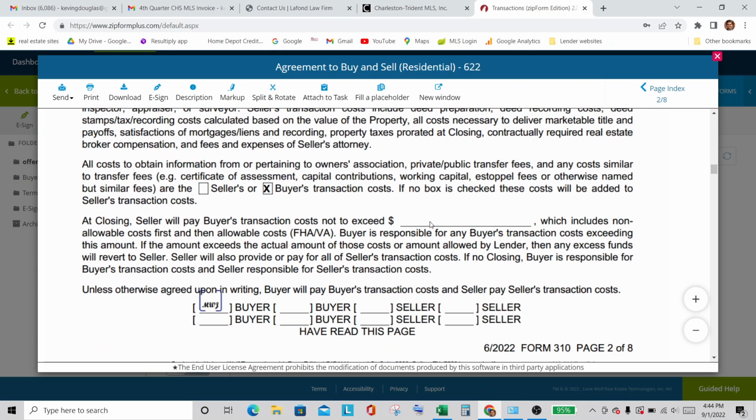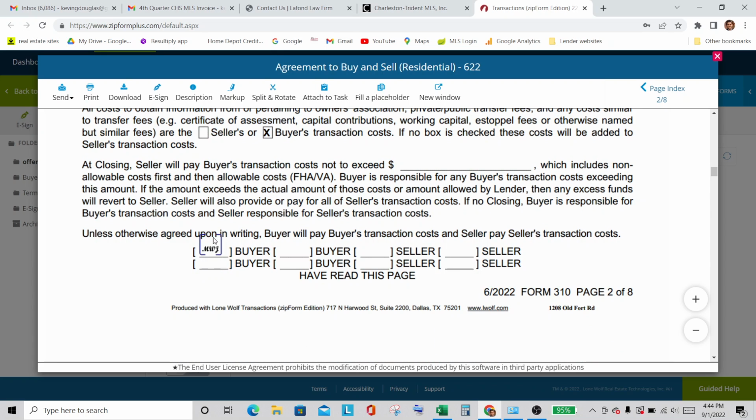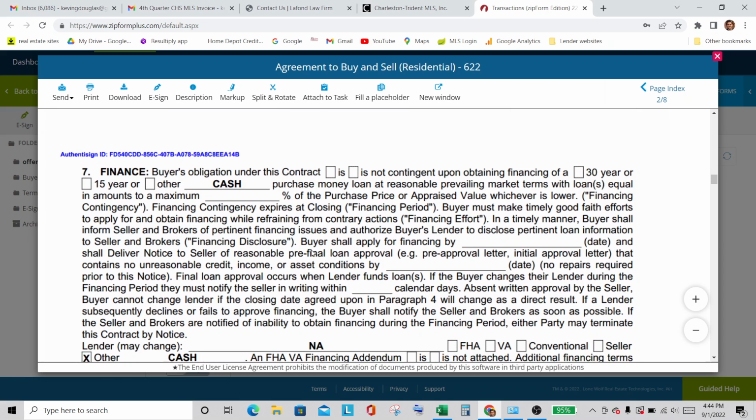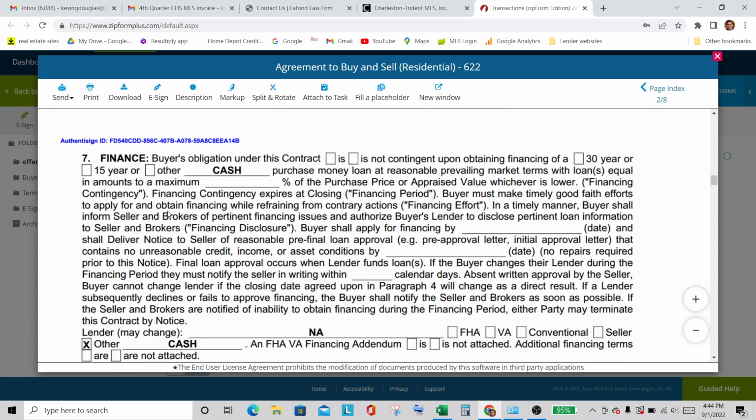This is closing costs that the buyer is requesting that the seller pay on their behalf. So if you leave it blank, this means the buyer is paying their closing cost. If you put $5,000 in here, that means the seller is paying the buyer's closing cost of $5,000 or up to $5,000. You're always going to initial at the bottom of each page. Section 7 talks about financing. Is it contingent? Is this contract contingent on financing? Yes or no? And if it is, what type of financing is it?